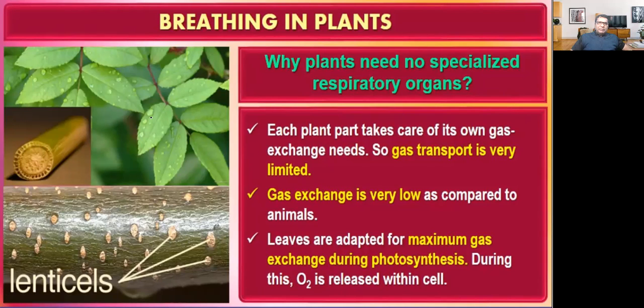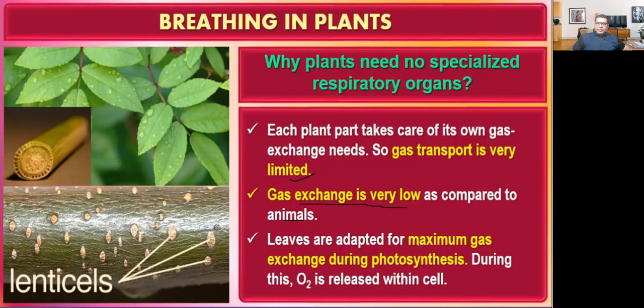In plants, like in animals, what do we have? In the respiratory system of animals, we have nasal passages, trachea, bronchi, bronchioles, air sacs, and lungs. All such systems are not there in plants. Why? Because each plant part takes care of its own gas exchange. So gas transport is very limited, and gas exchange is very low as compared to animals.